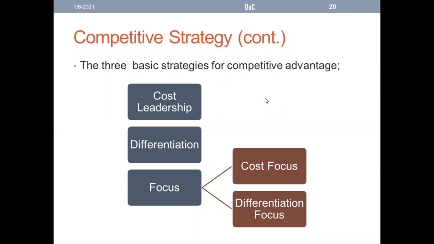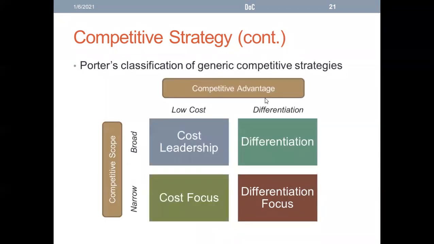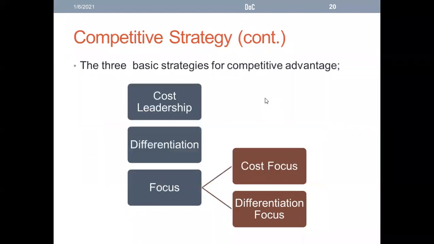So there are a number of companies or organizations in Sri Lanka or also outside of the country, that is international versions. Okay, so I'll come to the examples later. So here it is Porter's classification of generic competitive strategies, which are based on a matrix. Actually, this is derived from here.